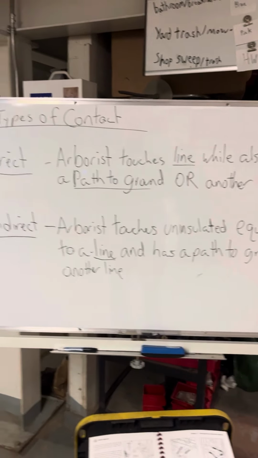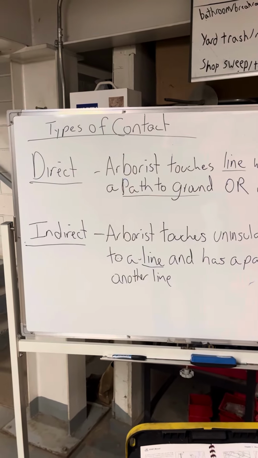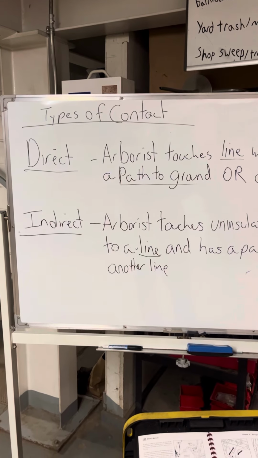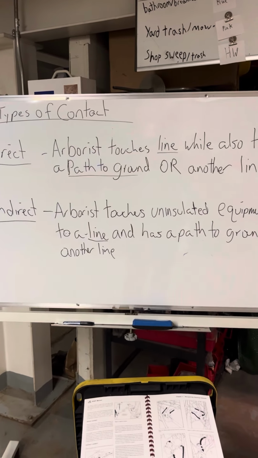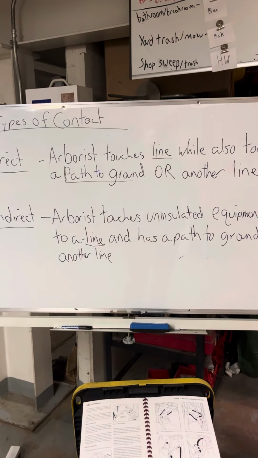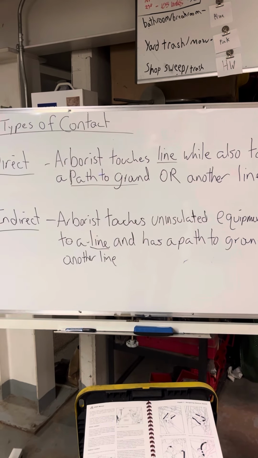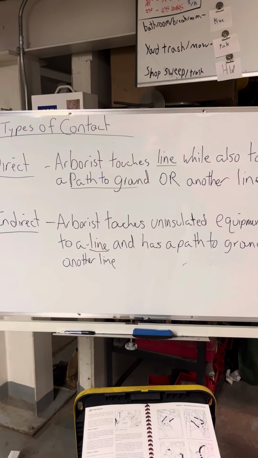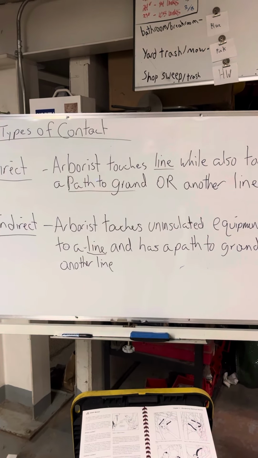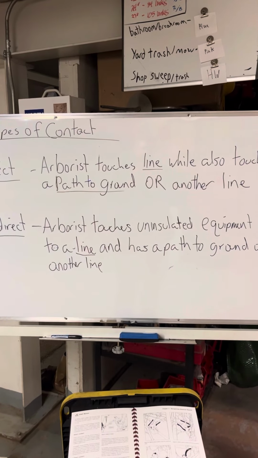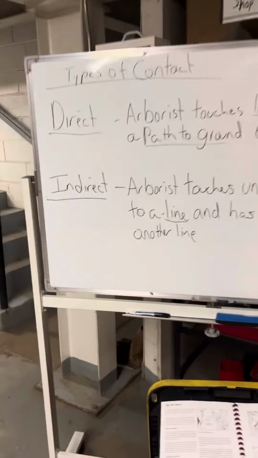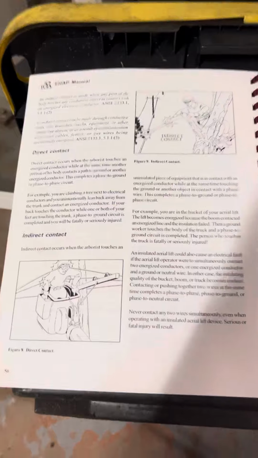So in the first example, it's direct contact with the body, and indirect is when the arborist uses another piece of equipment or a branch or something like that to touch the line, and it runs through that branch, through the line, down the tree, or to another line. So direct and indirect. And here's some pictures of that.